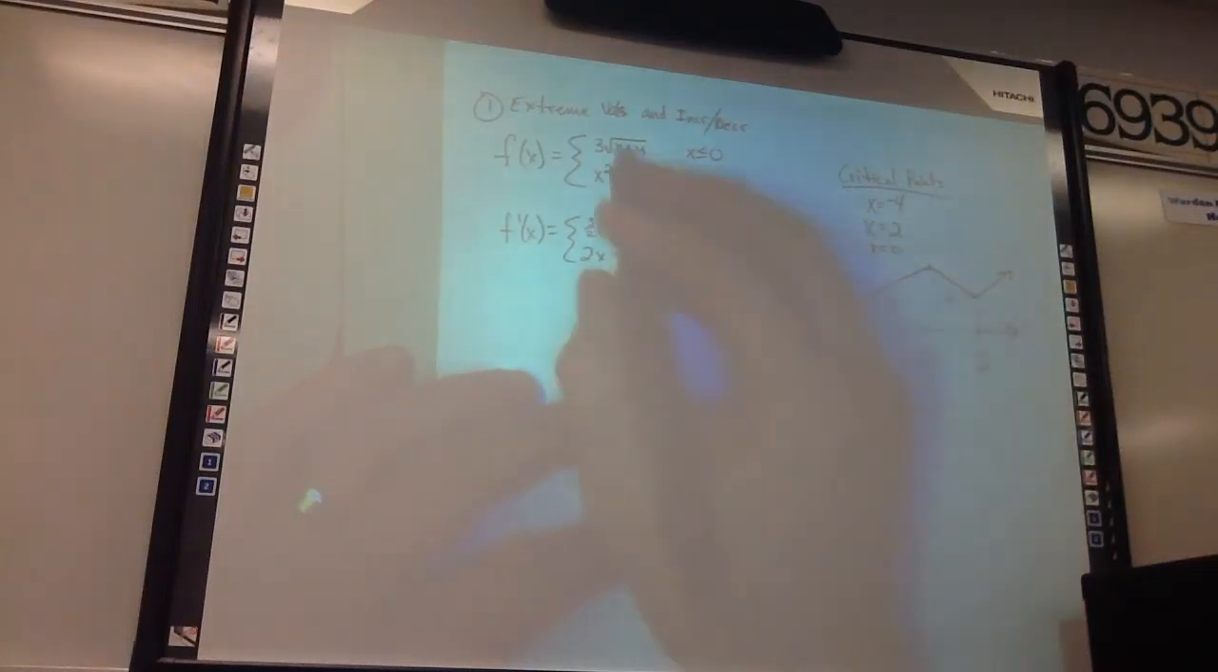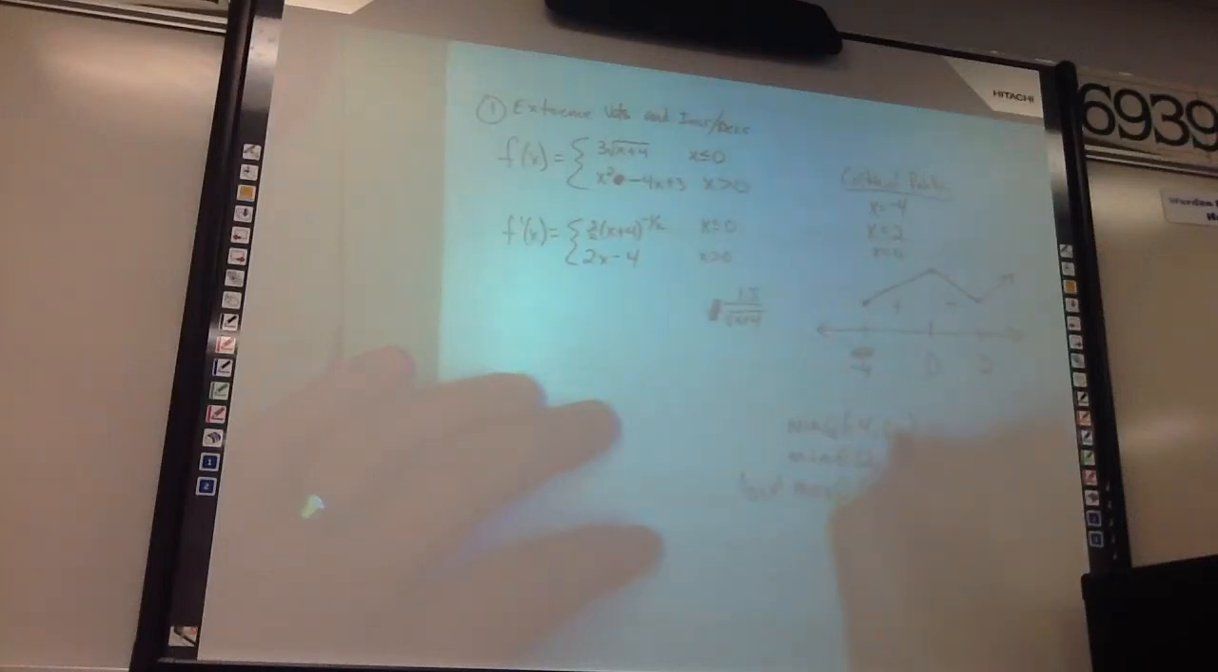-4. Plug it into this one. That's 0. You got to plug it into this one. 4 plus 3 is 7... and -4 gives -1. So that one has to be global because it's lower than the other one. Yes, it is lower. That one's global because it's lower than the other one.